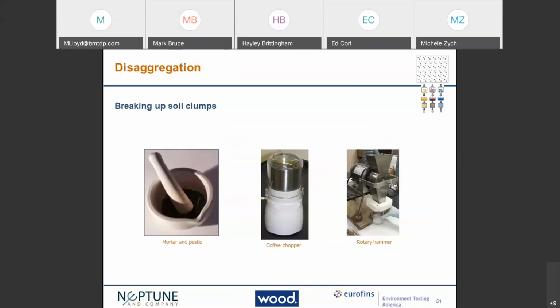Now, after we have our dry, crushable soil clumps, we need to break them up so they're ready for further processing. And that could be done with a hand mortar and pestle, where we just gently crush up the dirt clods, but intentionally don't hit things too hard because we're not trying to do milling. So we want to leave those hard crystalline particles intact. Another way to do disaggregation is to put the sample in a bladed coffee chopper. That blade spins around and busts up the dirt clods. Another option is what we call the rotary hammer disaggregator, shown on the far right-hand side here.